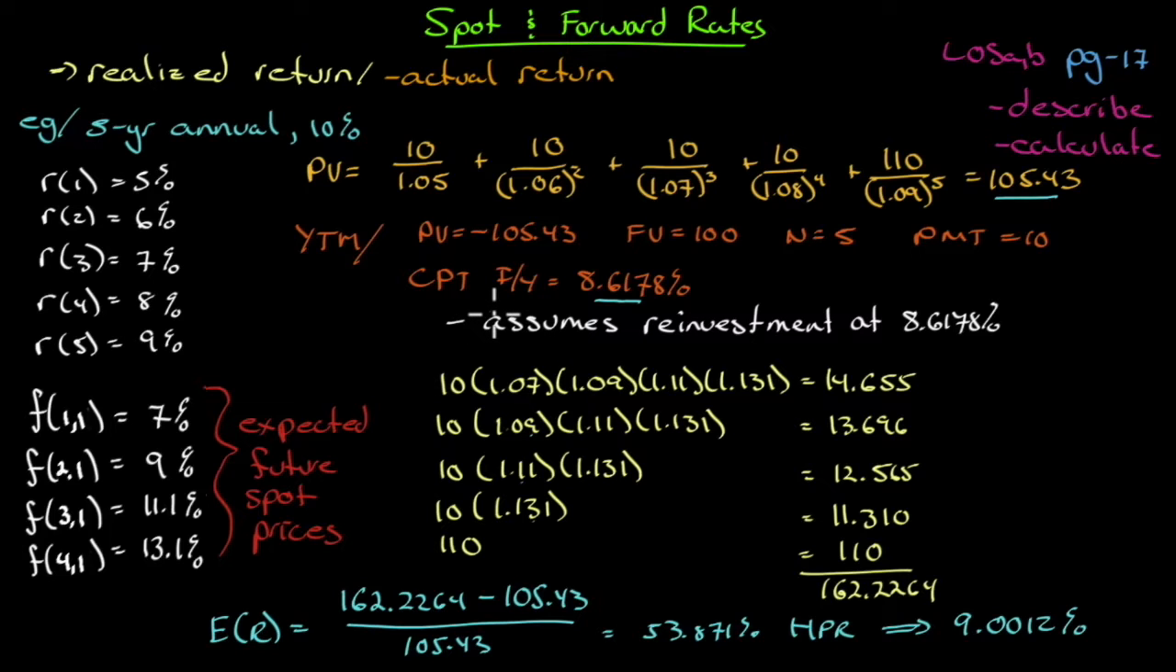Expected and realized returns on bonds. So we have looked at expected returns. Realized is just exactly what you're going to get. And the shape of the yield curve. So that's A. B: describe the forward pricing and forward rate models and calculate forward and spot prices and rates using these models. We have done that. A and B are done.